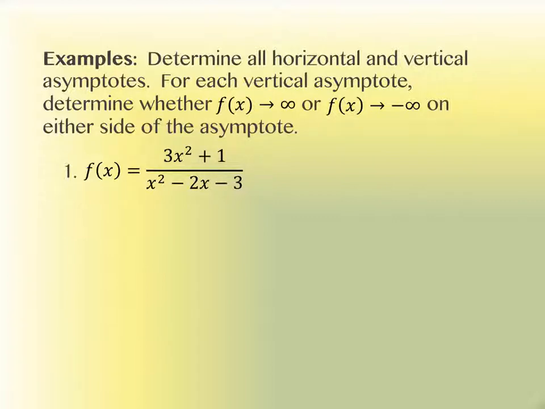I talked about vertical asymptotes first. So let's actually do vertical asymptotes first. Looking back at the descriptions for how we find vertical asymptotes, what did it say I need to do first? Reduce if I can. How do I know if I can reduce?